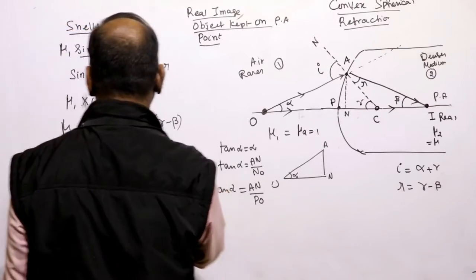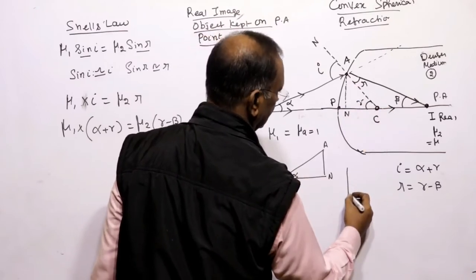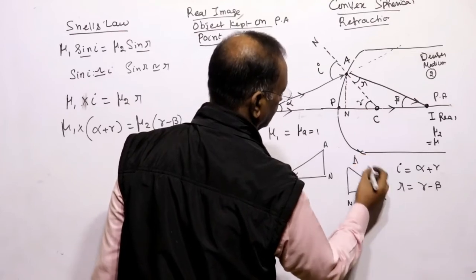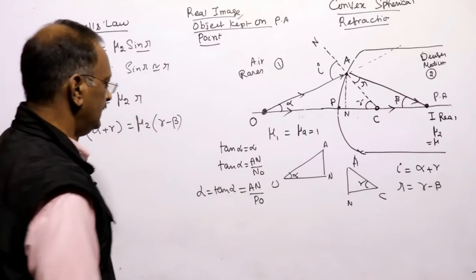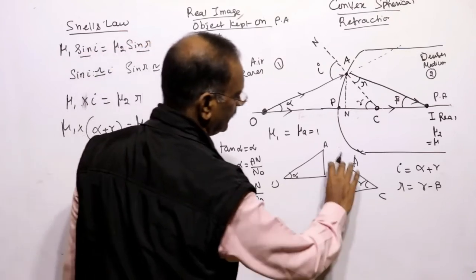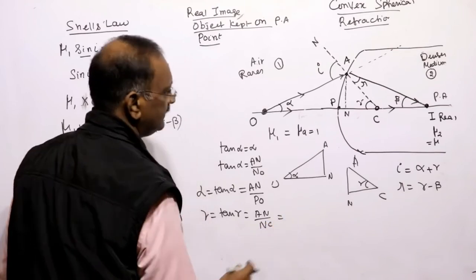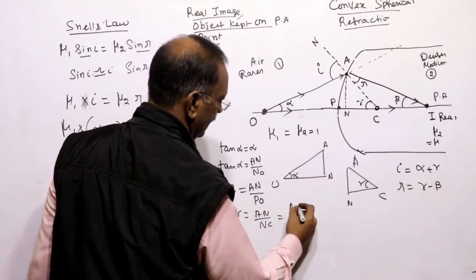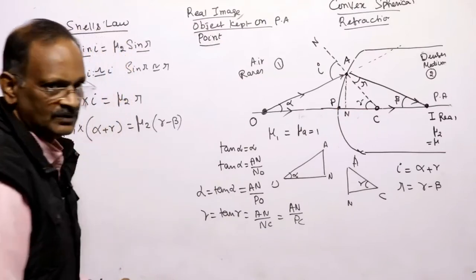Then we can write tan gamma. Where is gamma? Gamma is in this triangle, that is A, C, and N. This is gamma. Gamma is equal to tan of gamma, which is AN by NC. What is NC? N to C, we can say P to C. So AN by PC, because NC is equal to PC since both the points are almost coinciding.